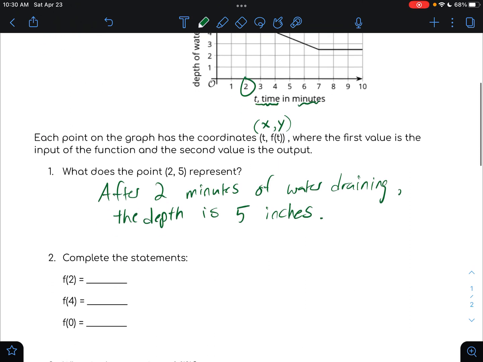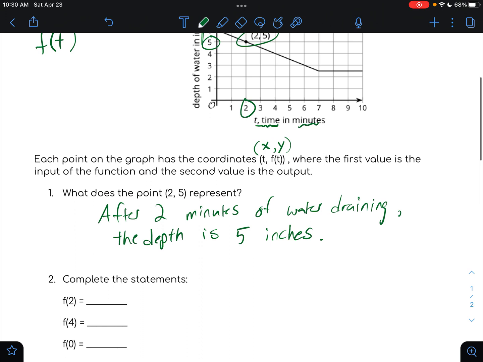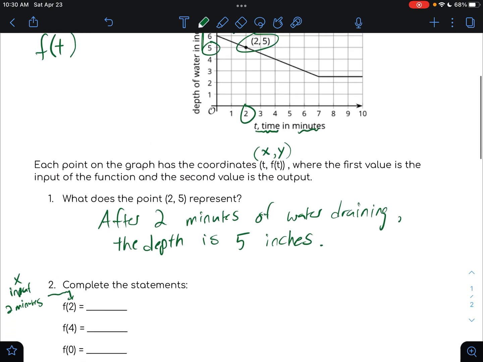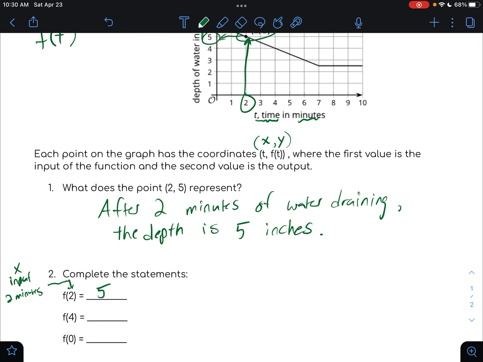All right, complete the following statements then. So f of 2, well, if we think about that, that means just what we were just talking about. F of 2, so that would be the input right there. Input is the x value, so that would be 2 minutes. So f of 2, we know the input of 2 gives us an output of 5. So f of 2 equals 5. It's as simple as that.